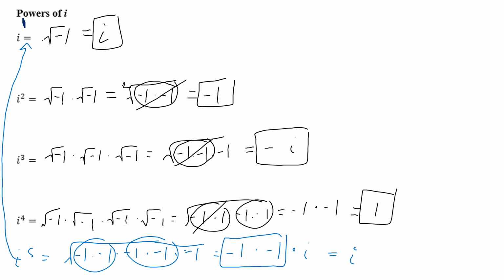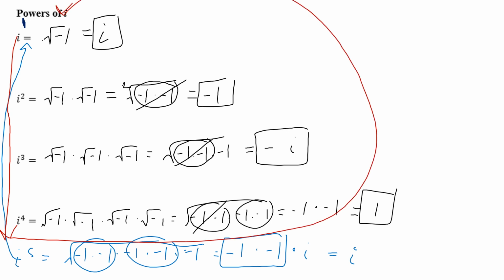So it turns out the powers of i actually follow what's called a cyclic pattern, which means it moves in a cycle. So once it goes from i to i to the second to i to the third to i to the fourth, it then goes all the way back.